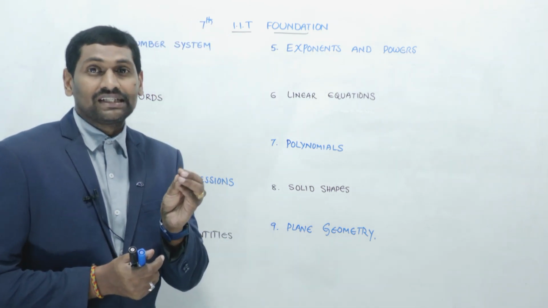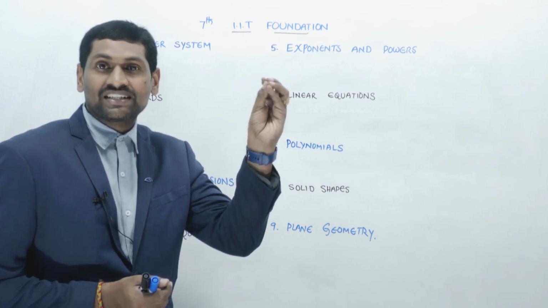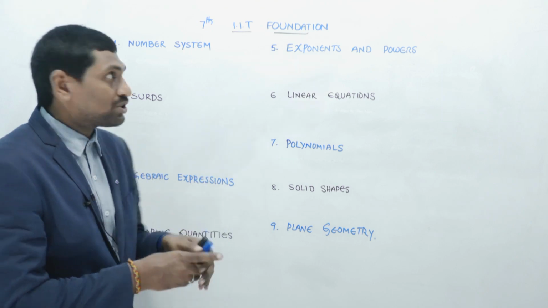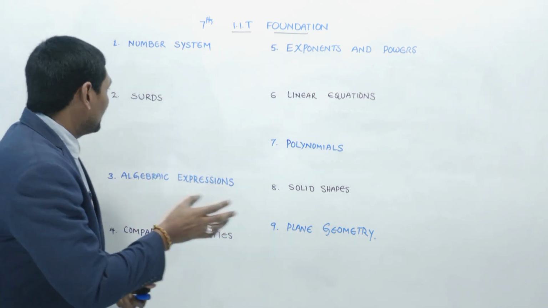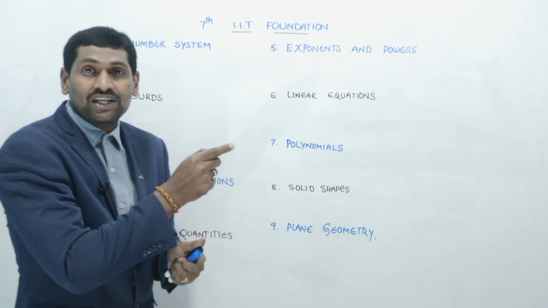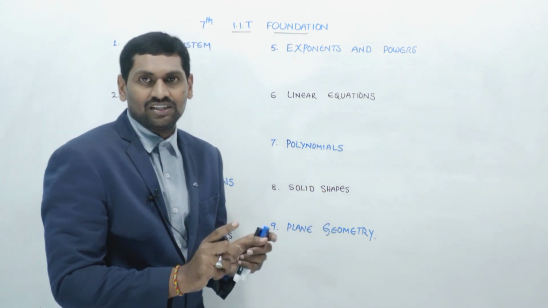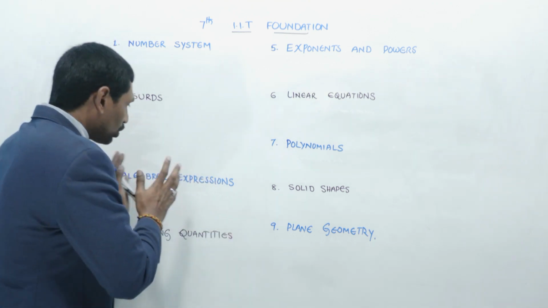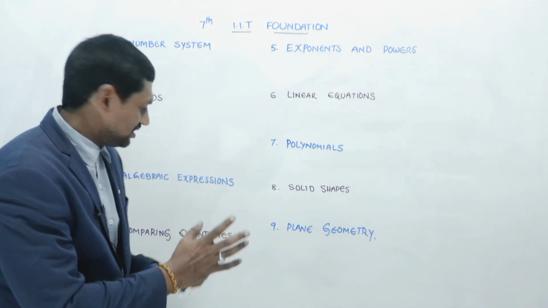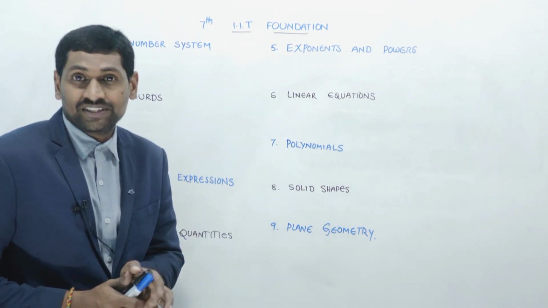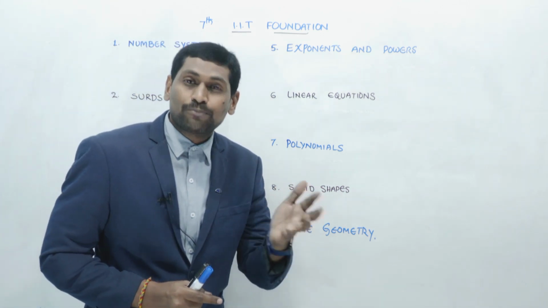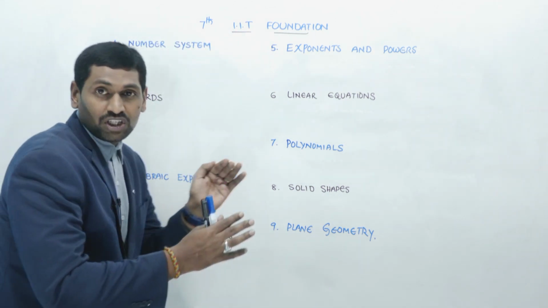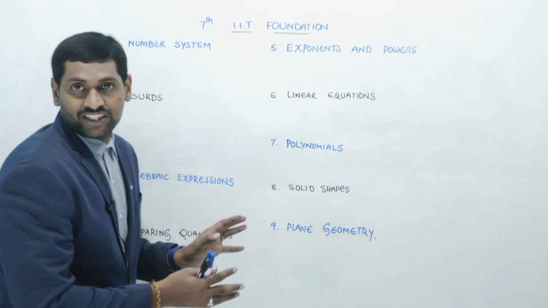Let us go through the concepts we are going to discuss in this academic year. Mainly in 7th class we are going to cover the topics of number system and surds, which is also one type of number system, like irrational numbers. Next, algebraic expressions, a topic taken from the algebra concept. And the fourth one is comparing quantities, which is useful in real life for calculating profit and loss, percentages, simple interest and all. Those are the topics covered in comparing quantities.